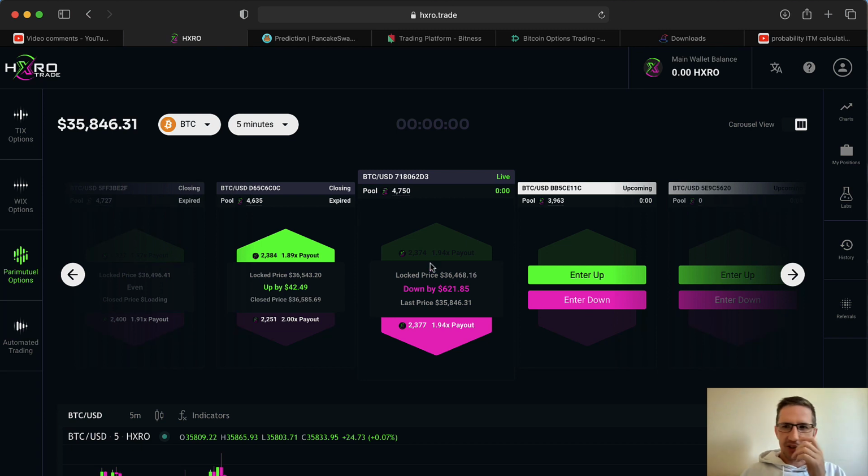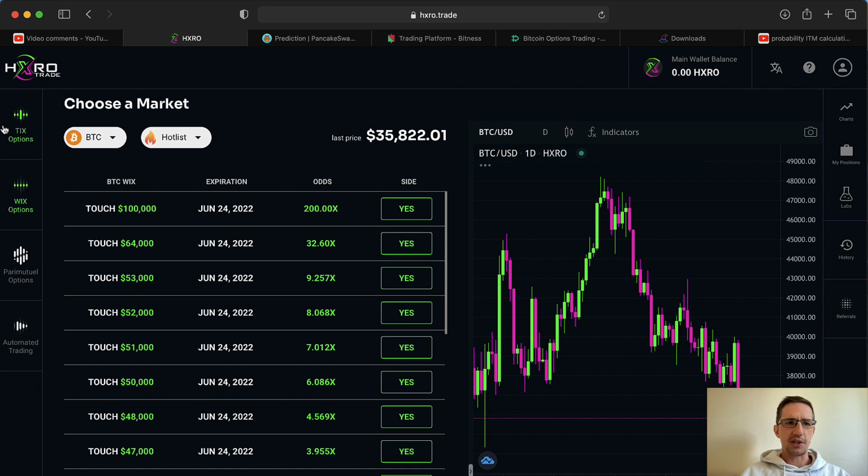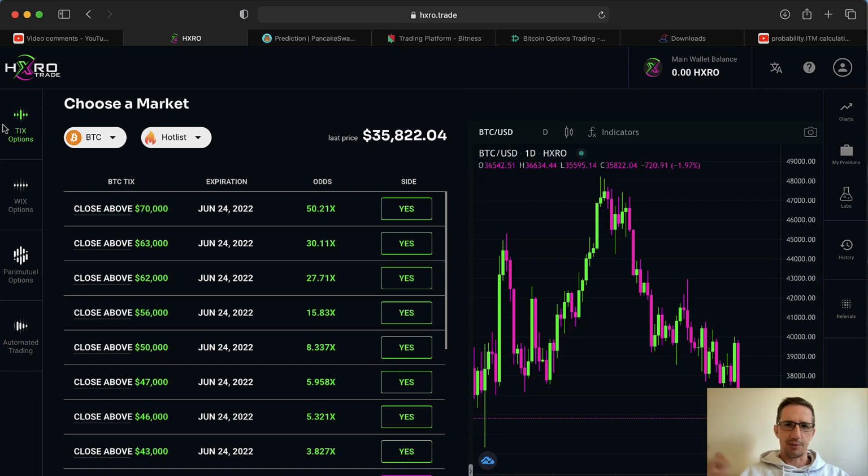And I forget whether this is trading through Solana. I think this might be through Solana, but I do know that HXRO, there's an ERC20 token for HXRO. If you guys have looked at that, definitely have a look. So HXRO does TIX options and WIX options. I want to talk about option arbitrage. I'm going to get into that in a moment.